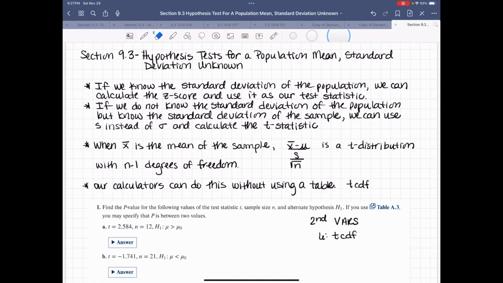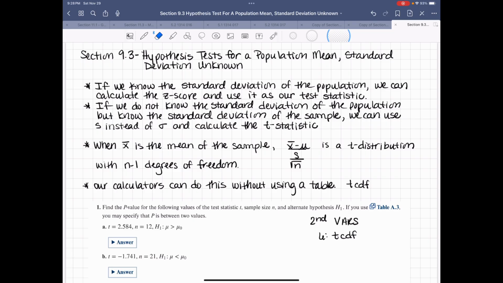We are on section 9.3, hypothesis tests for a population mean, standard deviation unknown. So if we know the standard deviation of the population, we can calculate the z-score and use it as our test statistic. That's what we did pretty much in section 9.2. If we do not know the standard deviation of the population, but know the standard deviation of the sample, we can use s, the standard deviation of the sample, instead of sigma, the standard deviation of the population, and calculate what is known as the t statistic.